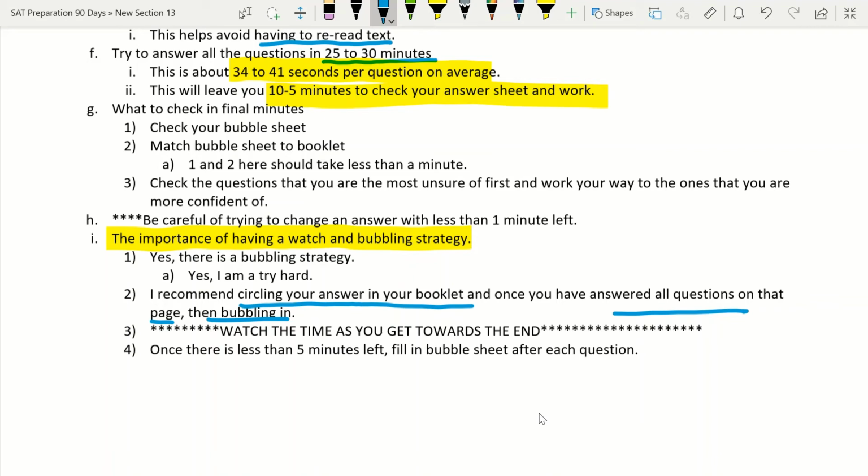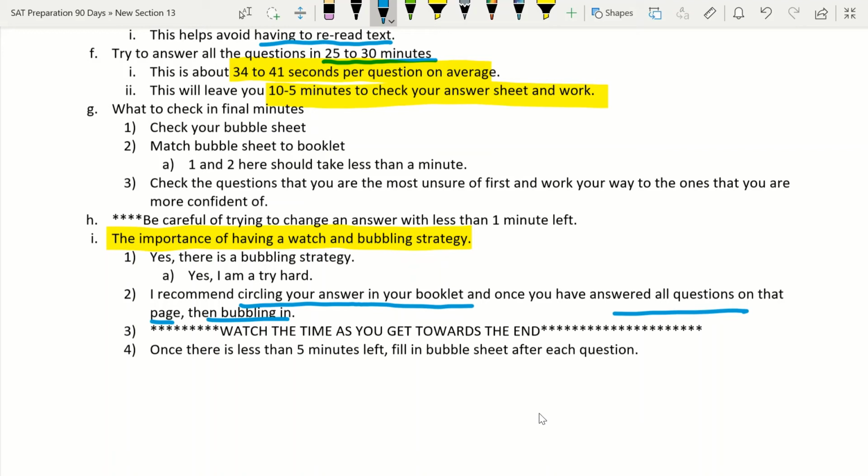Because by doing that, you're only converting answers from your test booklet to your answer sheet pretty much one time, right? Now, if you were to do it after every question, then you're going to be going back and forth between the two a lot, and that's going to waste time. By doing this, you're minimizing the amount of time that is spent transferring answers from your test booklet to your bubble sheet, which ultimately saves you time and gives you more time to spend on the questions of the SAT Writing and Language section rather than just filling in bubbles.